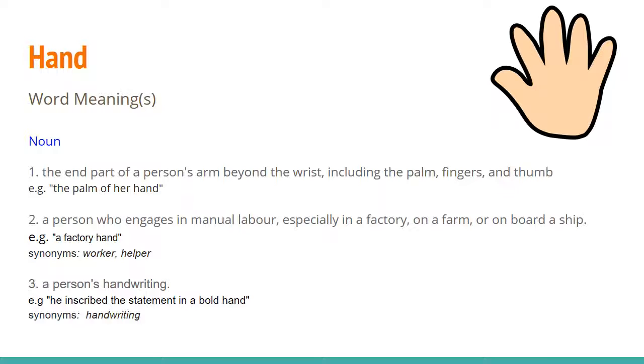And now we will move to the word hand. When hand is used as a noun, there are three main word meanings. First, it can mean the end part of a person's arm beyond the wrist, including the fingers and the thumb. Second, it can mean a person who is engaged in manual labor, especially in a factory or a farm. For example, a factory hand. The synonyms of this word can be worker and helper.